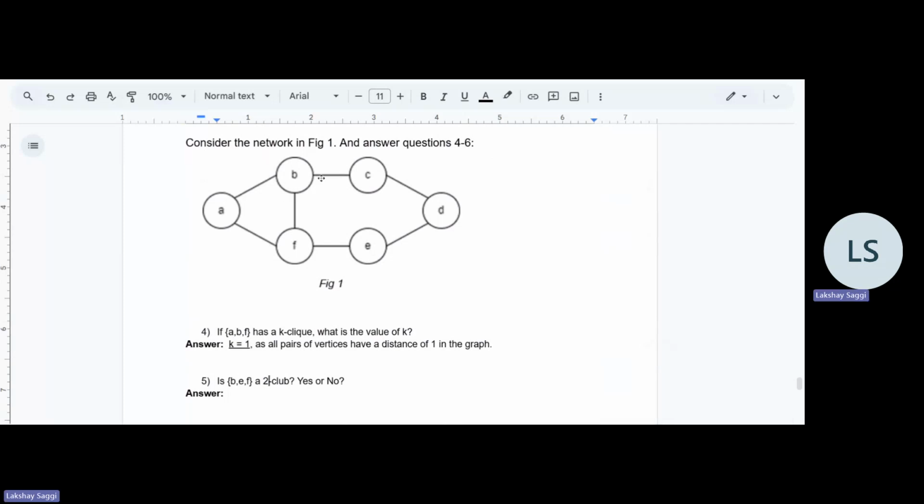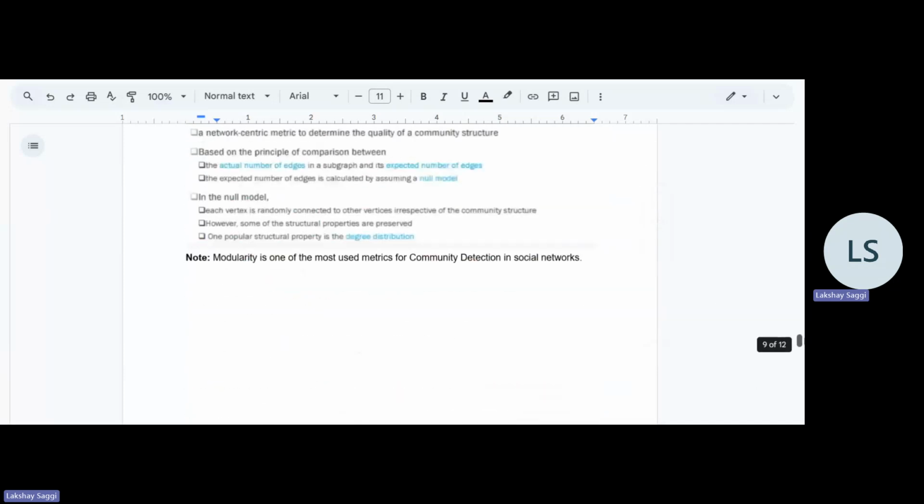We have to define some value of K, right? So again, what was the definition of a K club? The K club was that when you take the distance using just these nodes, the distance should be less than or equal to K. So here it's a two club. Between B, F and E, the distance between any pair of vertices should be less than or equal to 2. Then it will be a K club.